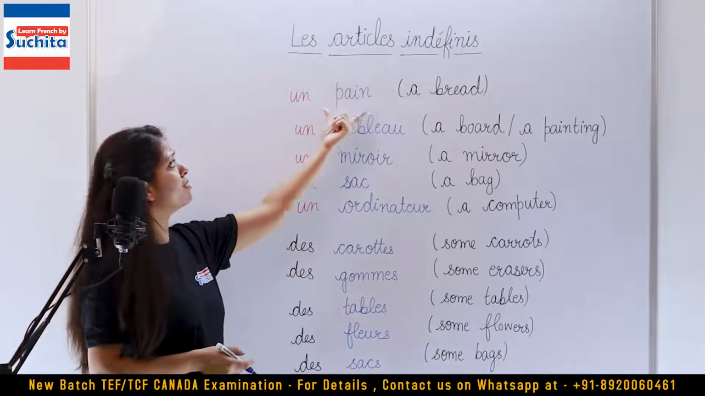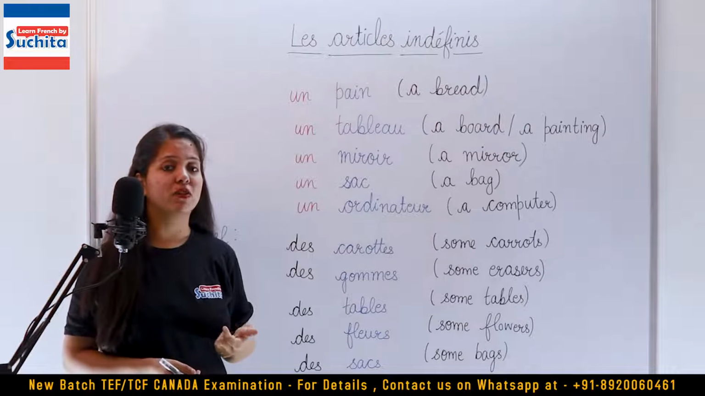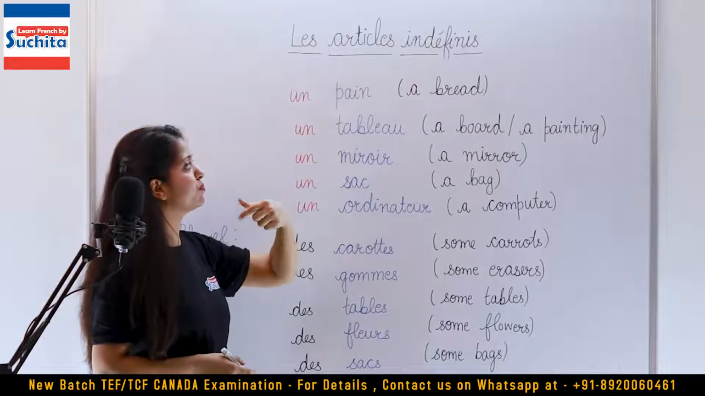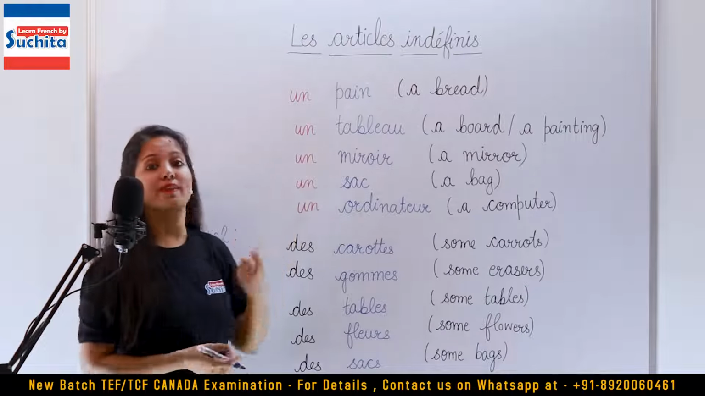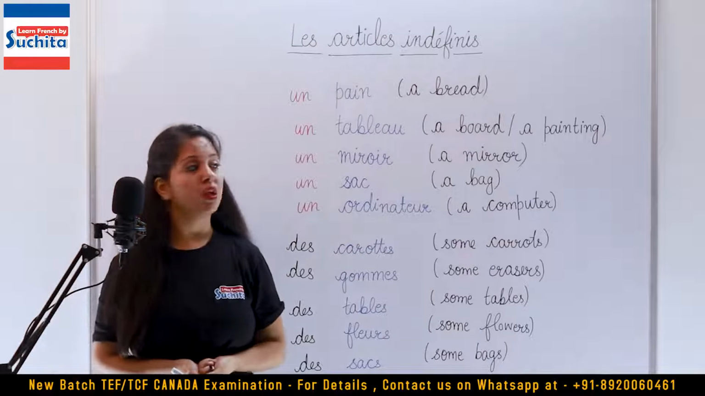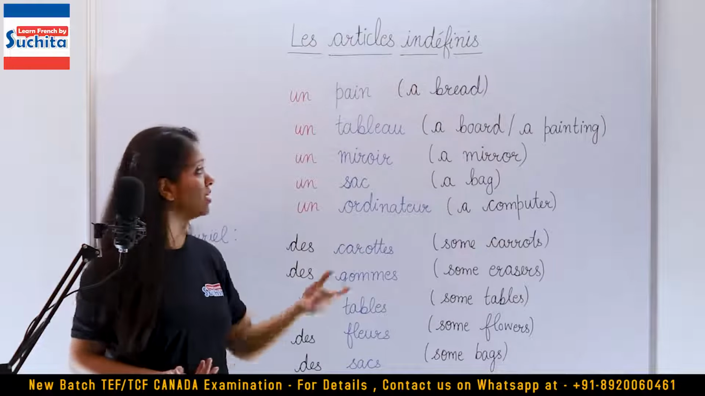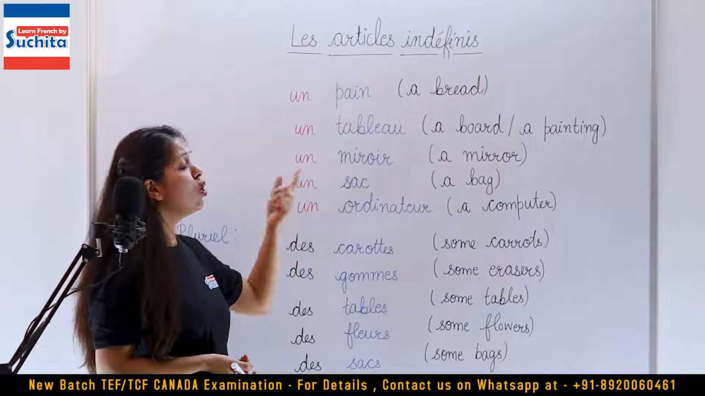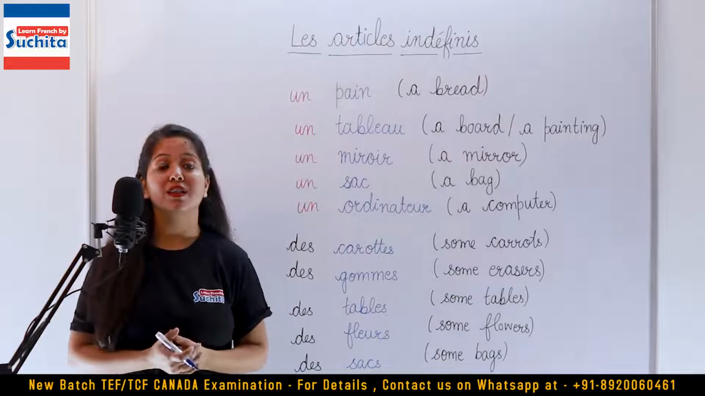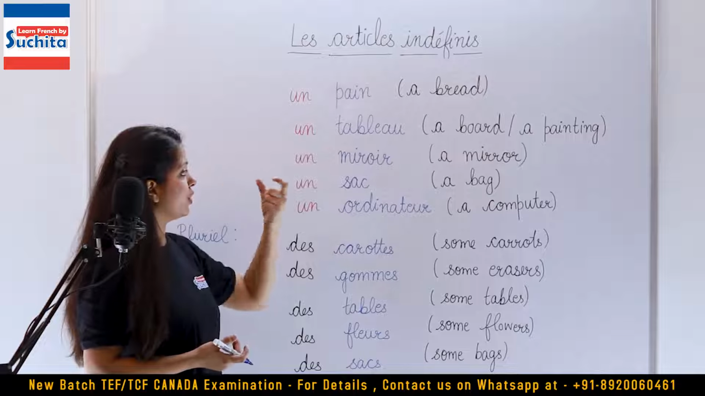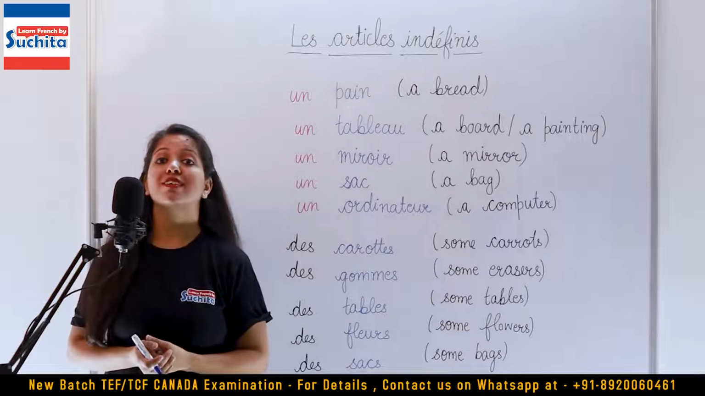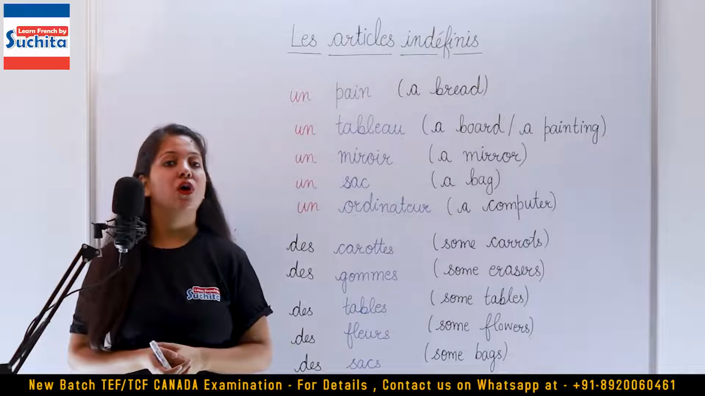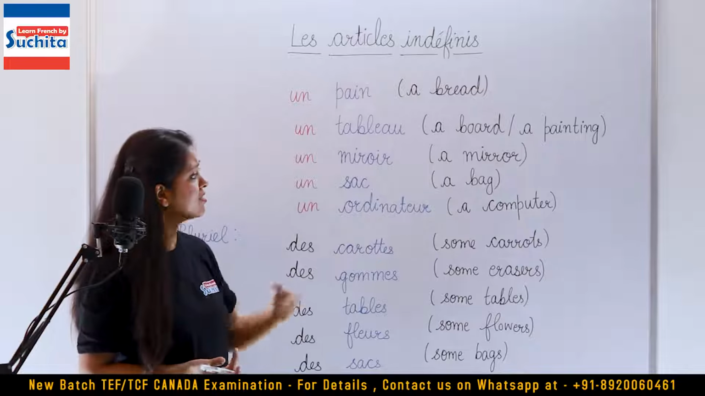Why did I put un? Because pain is not ending with E, so that means it is masculine and of course singular. So you say un pain. On continue avec un tableau, which means a board or a painting. Again, it doesn't end with E, so it's male. Un miroir, that means a mirror. Masculine singular. Un sac, a bag. Un ordinateur, which means a computer.